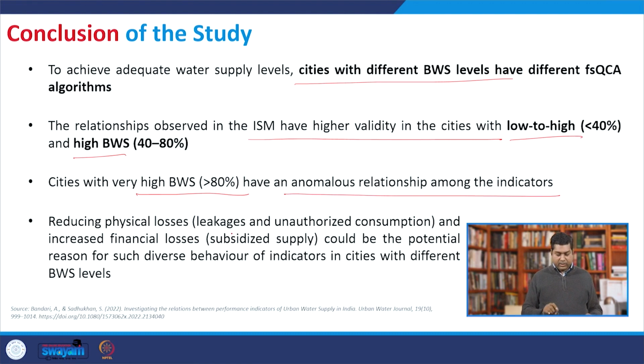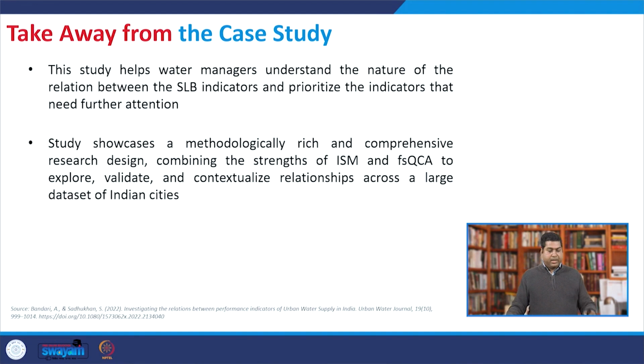Reducing physical losses like leakages and unauthorized consumption of water, which is related to the NRW, and increased financial losses, like the subsidized supply, could be the potential reasons for such diverse behavior in the cities with different BWS levels. Okay, now coming to the takeaway from this case study.